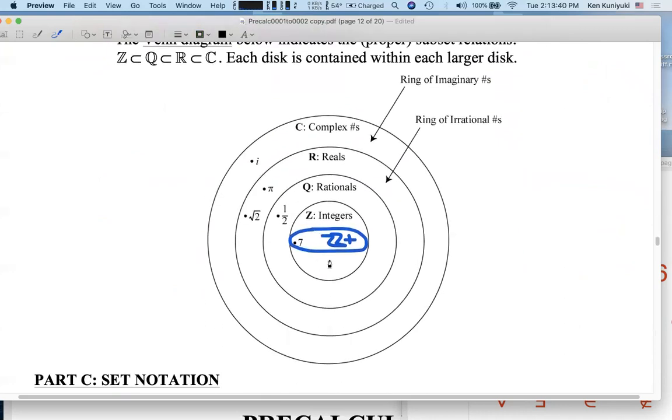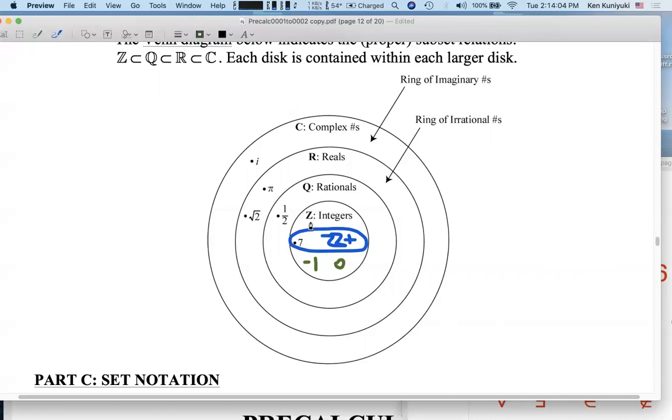So for example, Z plus, the set of positive integers, 1, 2, 3, 4, 5, 6, 7, and so forth, the set of positive integers is a proper subset of the set of integers. Z, the set of integers, contains Z plus, but also numbers like -1 and 0.